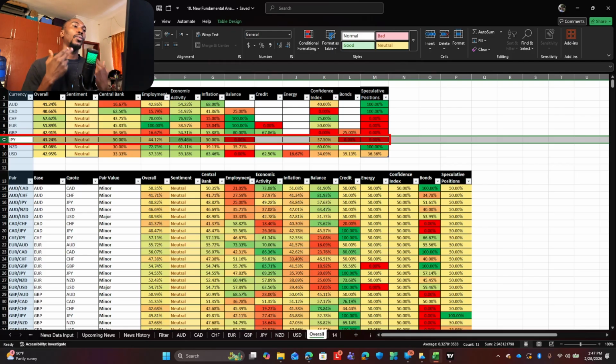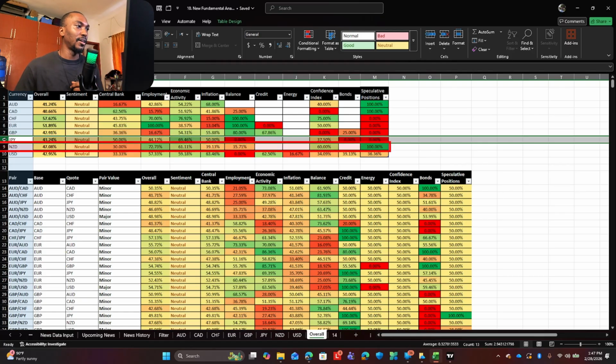Balance sheet, big gun, right? When I say big gun, I mean bad, very, very bad. Their consumer confidence is low, very low. Their bond market is taking a strong hit. You get it. Forget about the speculative positioning, we're going to come back to that.